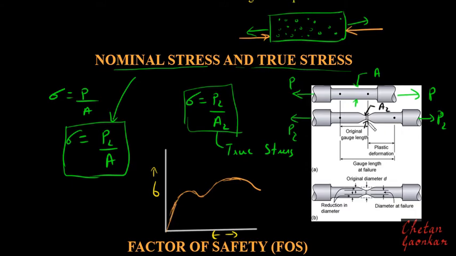But now, since this area is decreasing, that means the true stress will be higher compared to the nominal stress, right? Because if we consider the nominal stress, then we are considering the original area. But truly speaking, the area has decreased for the applied load P2. As we are increasing this load from P to P2, this area has decreased. Now, since the area has decreased, the stresses will increase.